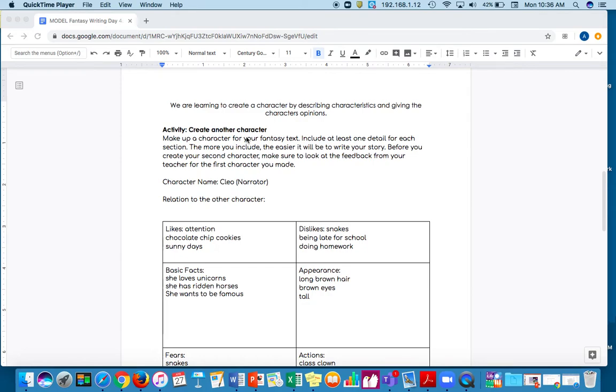We're learning to create a character by describing characteristics and giving the character opinions. Your job today is going to be to create another character. This character should somehow be related to the first character that we've been making for the past 2 days.